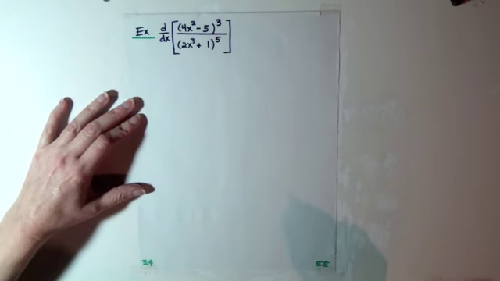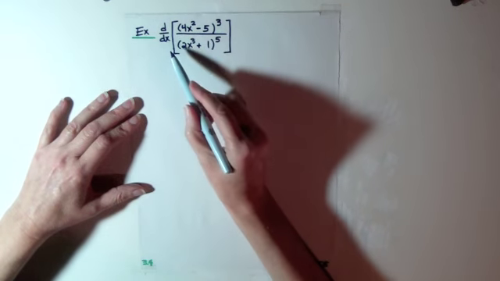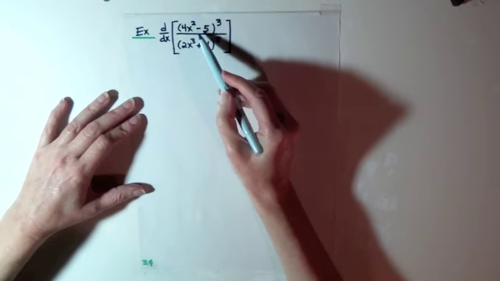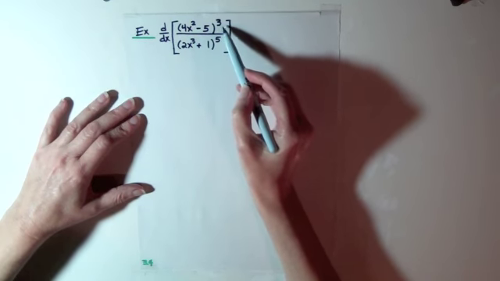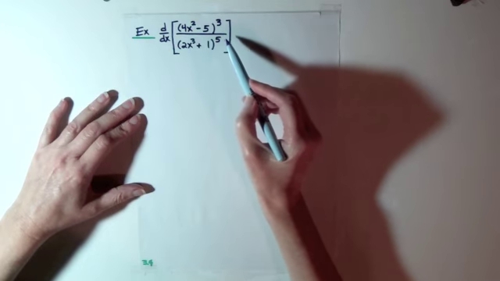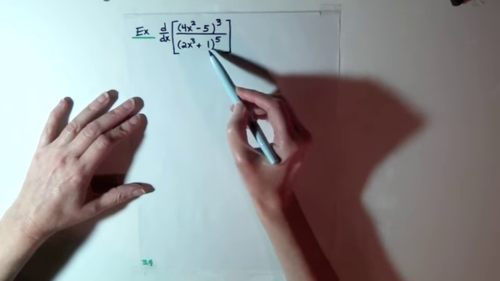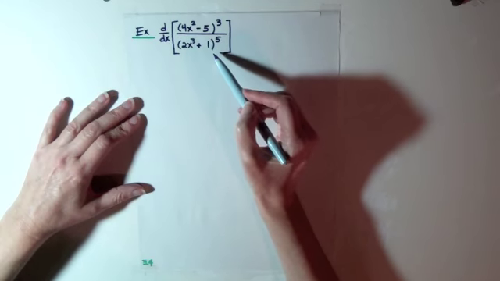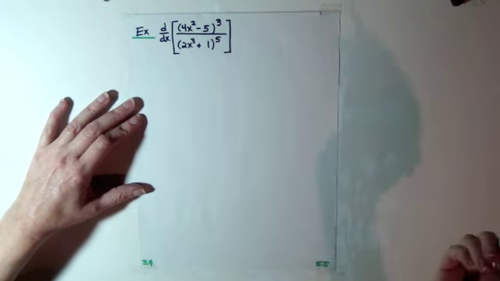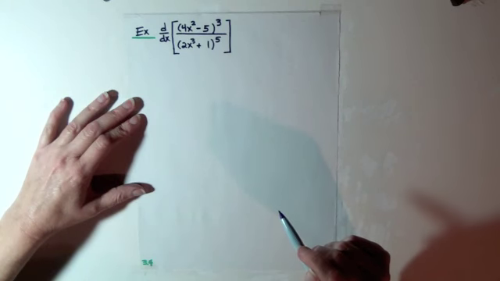So I thought it would be good to go through that together and just tackle a messy one together. Here I'm asked to find the derivative of (4x squared minus 5) all to the third, then the whole thing divided by (2x cubed plus 1), all of that raised to the fifth. So you can see that this is a pretty messy problem.